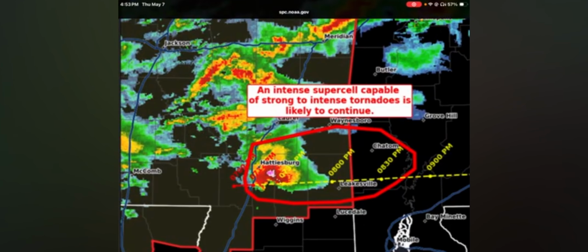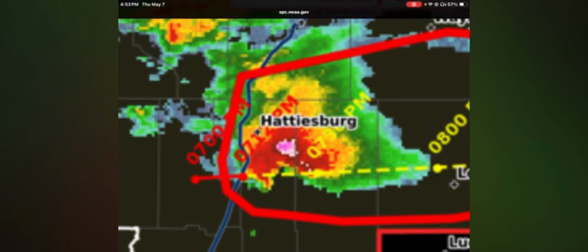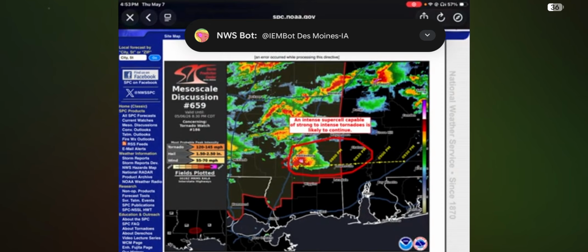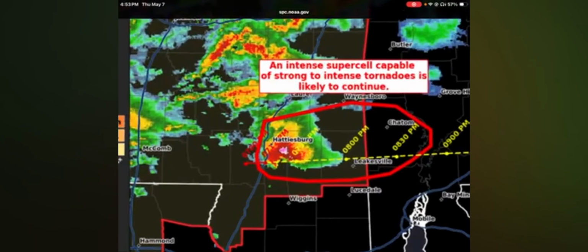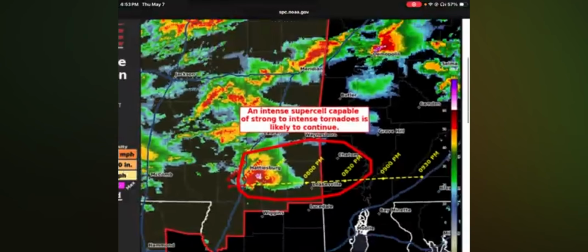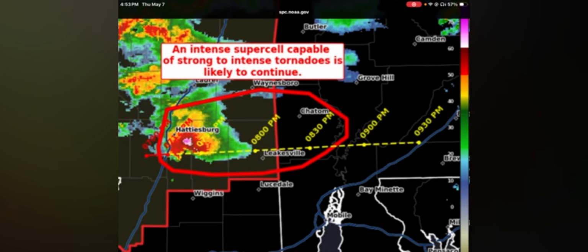An intense supercell capable of strong to intense tornadoes is likely to continue. So now the northwestern flank of the hail core was still affecting Hattiesburg in this image, but the tornadic part is south of Hattiesburg. So you can see at the end of that hook, the tornado would form there. And essentially, this red line over here that says like 7 to 712 is where the supercell has been, and the yellow dashed line is where the supercell is expected to go.